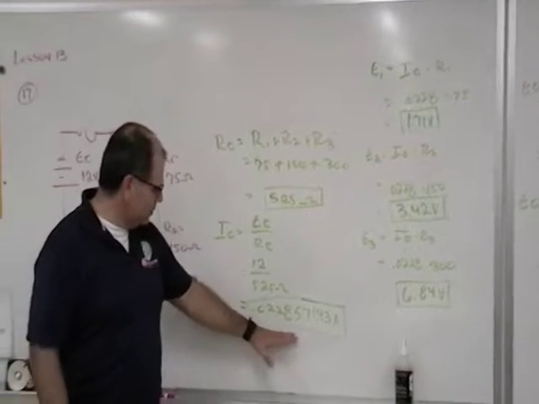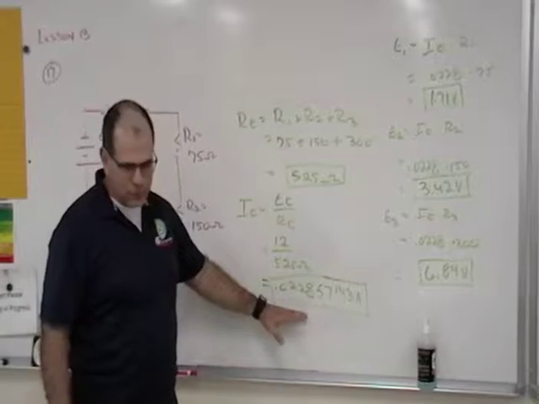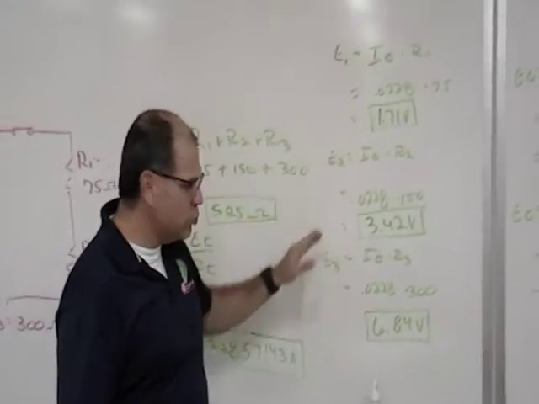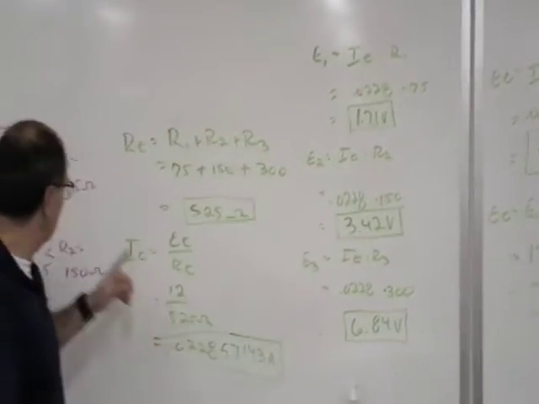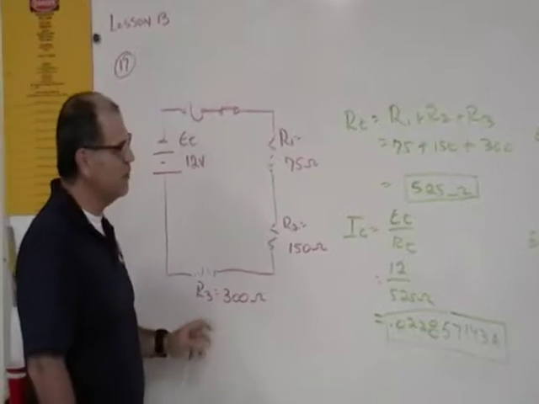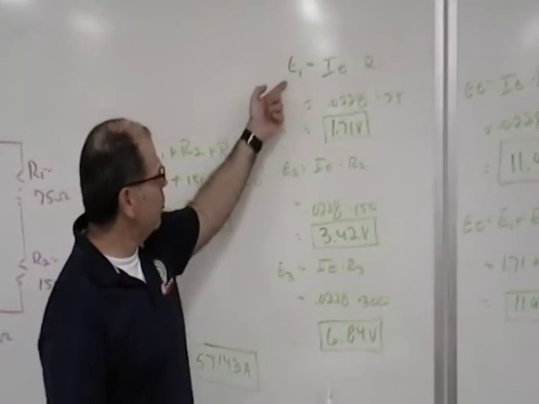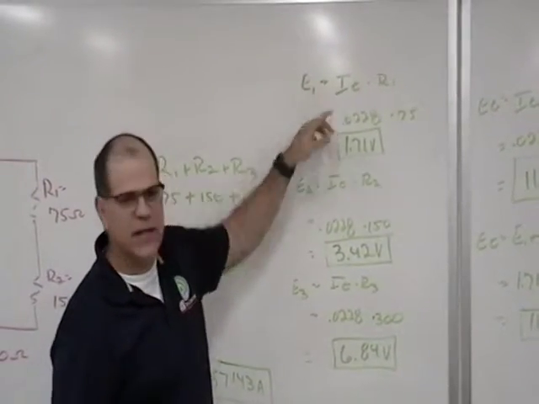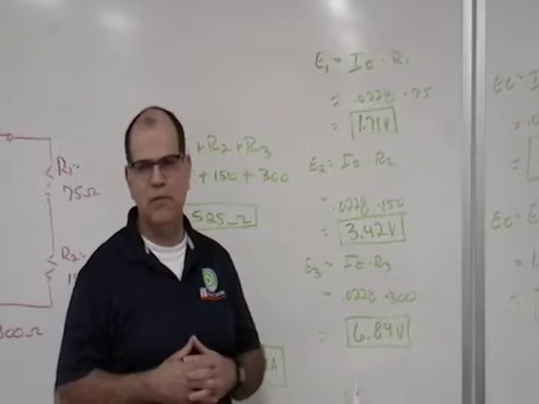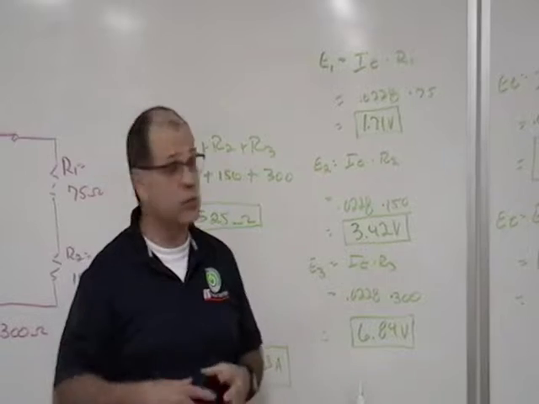So far we solved for total current. After we solve for total current, we can start solving for the individual voltage drops across each one of our resistors, the 75, the 150, and the 300. And it's just like Ohm's law, but in this case we're going to take the total current and multiply it by the individual value of the component, in this case the individual resistor.